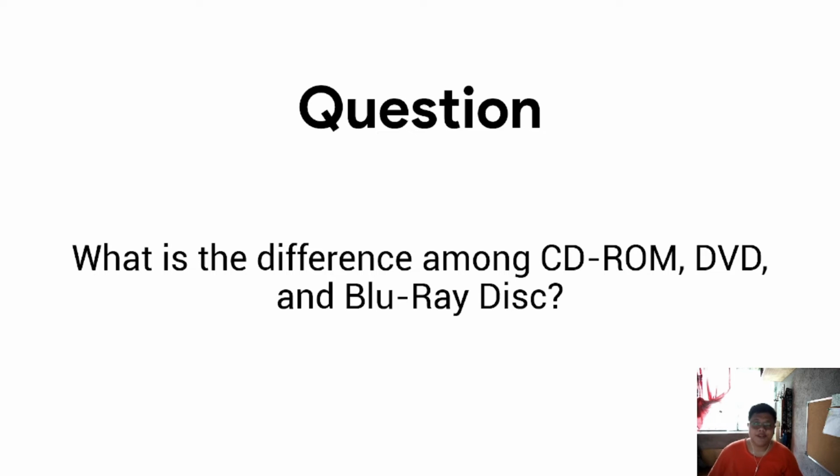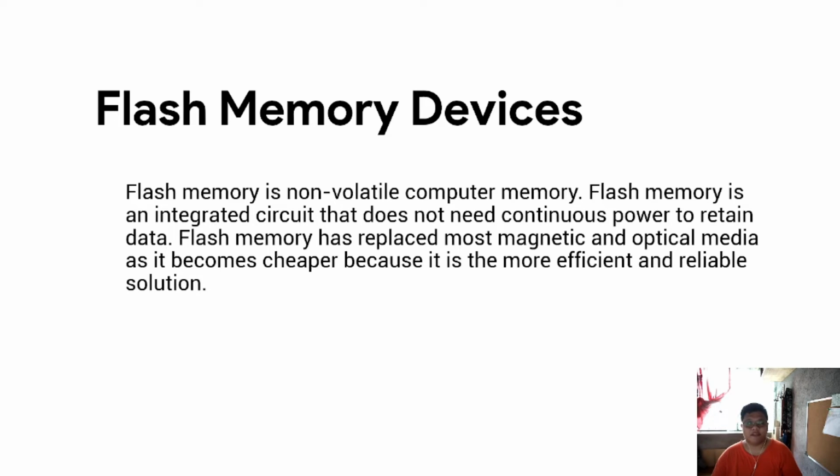So the third type of storage device according to technology is what we call flash memory devices. Flash memory is a non-volatile computer memory. Meaning when the computer shuts down or when the power is turned off, the files inside the flash memory will not be deleted. It is an integrated circuit that does not need continuous power to retain data. Flash memory has replaced most magnetic and optical media as it becomes cheaper because it is a more efficient and reliable solution.